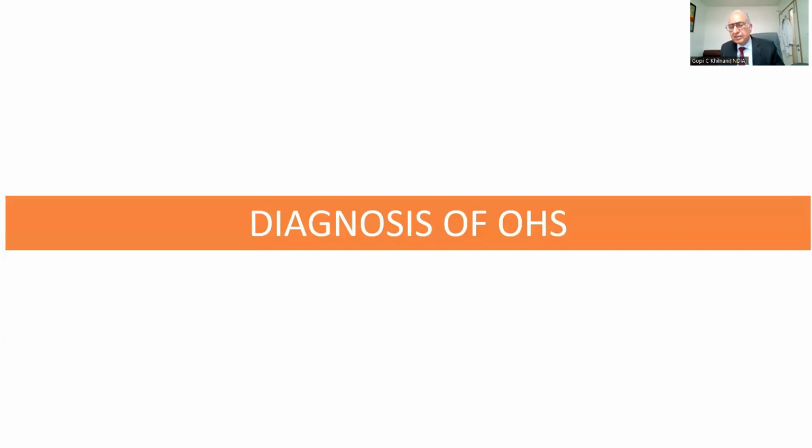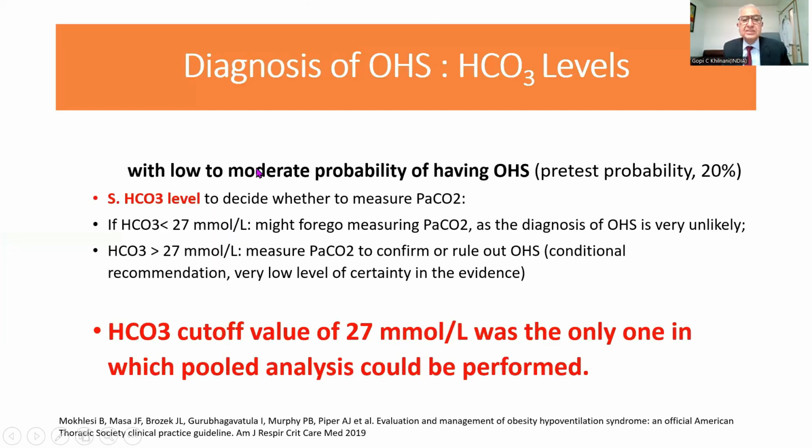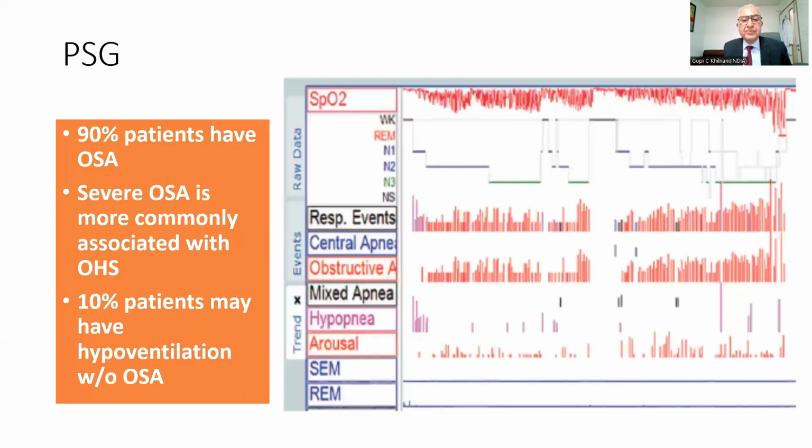So how do we diagnose obesity hypoventilation syndrome? Now this is the ATS document, which says that if the CO2 is high, then it's very likely, this is recommendation 1A, that OHS is there. If there is a lower to moderate probability of OHS, then you do a bicarb. If the bicarb is high, you do a PCO2. The bicarb cutoff value of 27 was the only one in which a pooled analysis could be performed. So it is very important to suspect, to diagnose and to treat. And finally, polysomnography is essential.